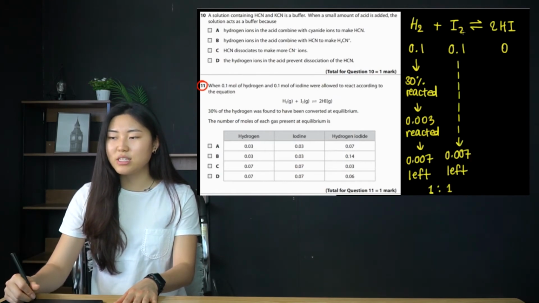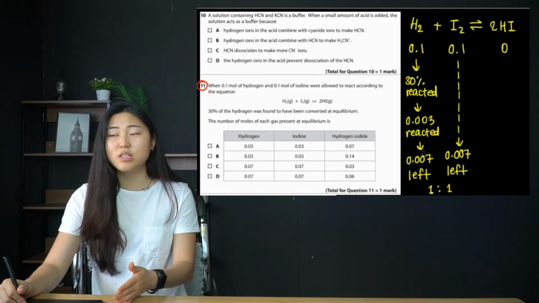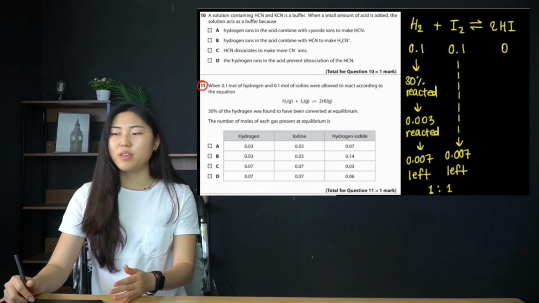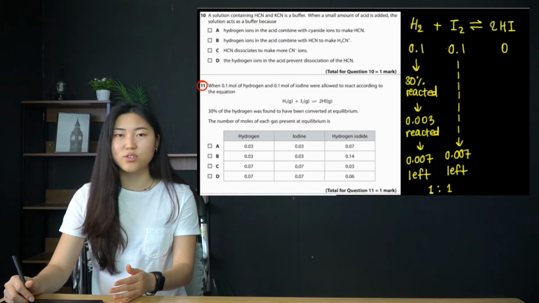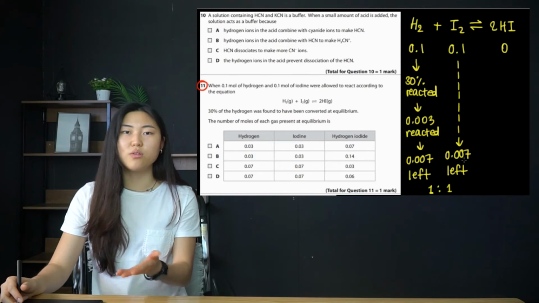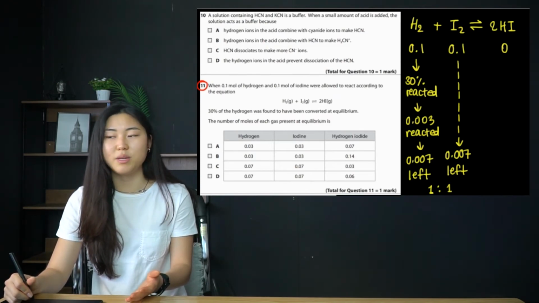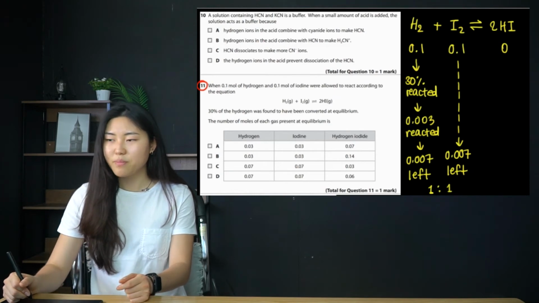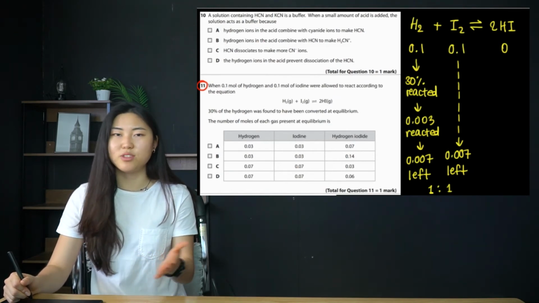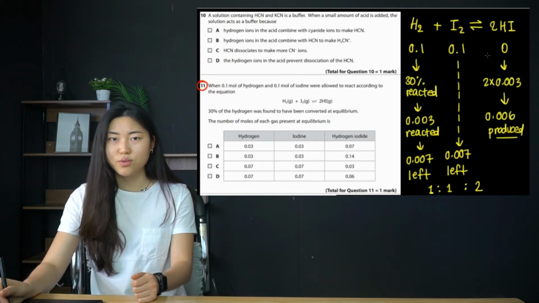And we know that the hydrogen and iodine are in a 1 to 1 ratio. So obviously if 0.003 moles of hydrogen reacts, 0.003 moles of iodine will also react, meaning that the same amount of moles of iodine is going to be left as well, okay? Because we started with the same number of moles, 0.1, 0.1. And with the ratio in mind again, it's 1 to 2, right?